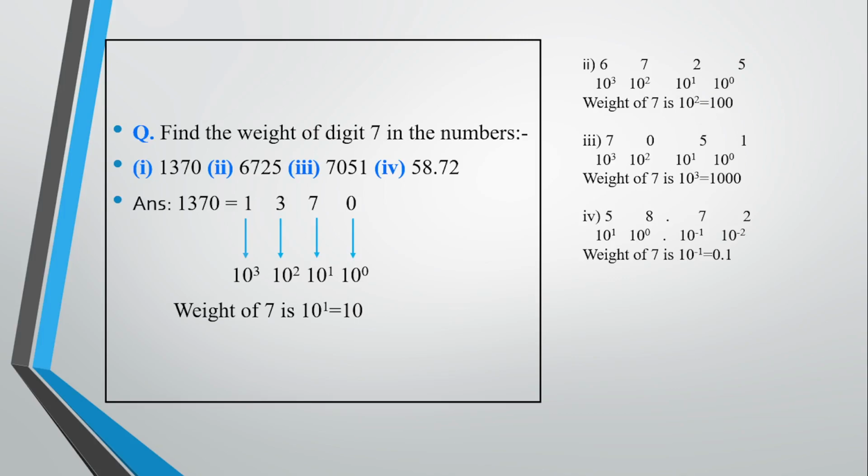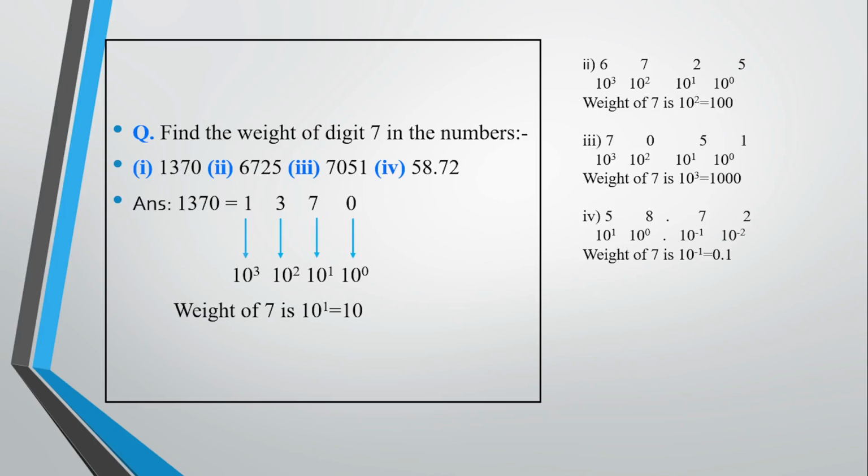And in the example 58.72, here we have written weights towards both sides of the decimal point. Towards the right side of the decimal point, these are the weights for fractional decimal numbers, and these are decreasing towards the right side. So 10 raised to minus 1, 10 raised to minus 2, and 10 raised to minus 1 is the weight of 7, and 10 raised to minus 1 means simply 1 by 10, that is 0.1. So this is about weights of decimal numbers.